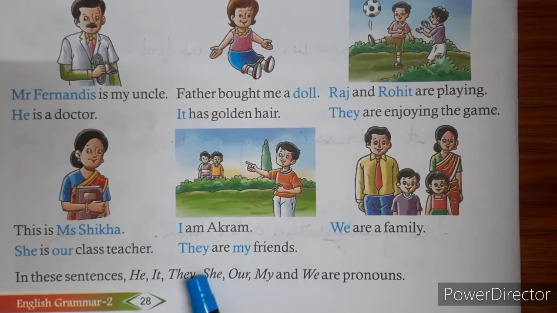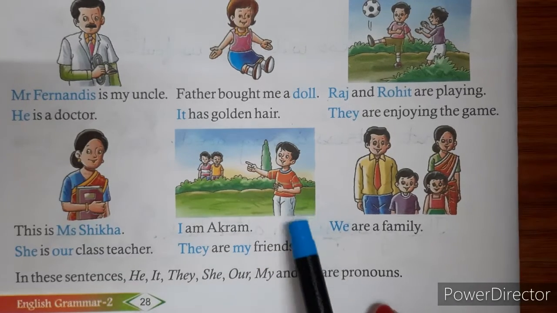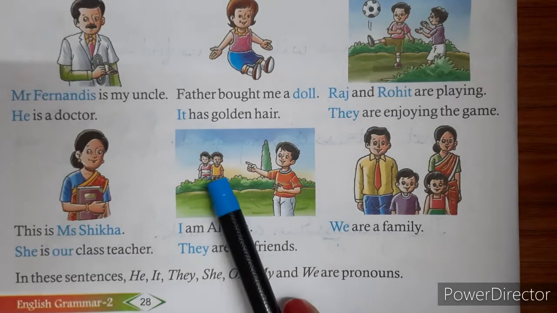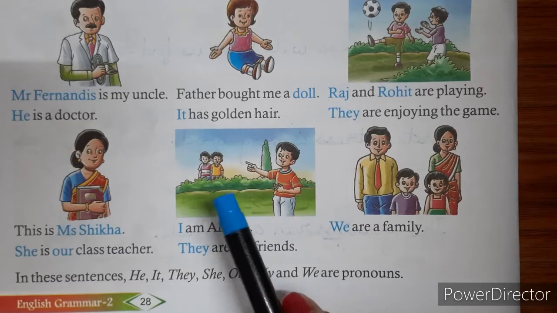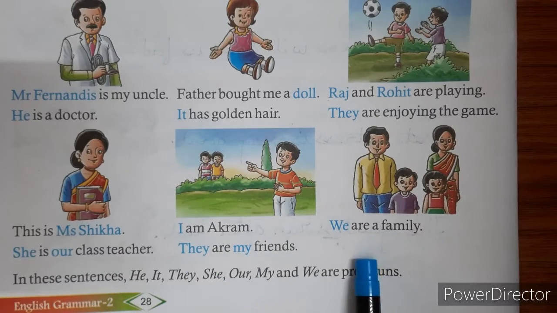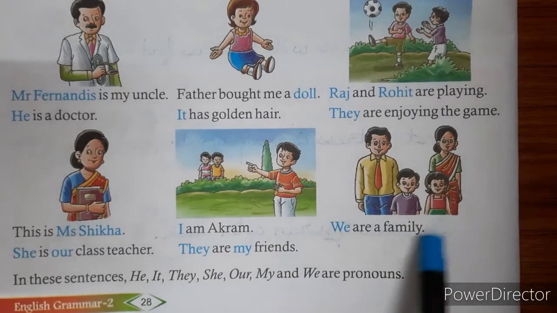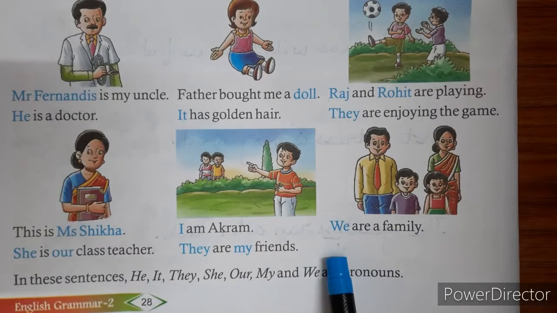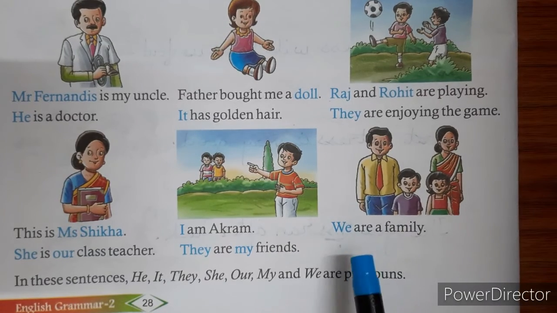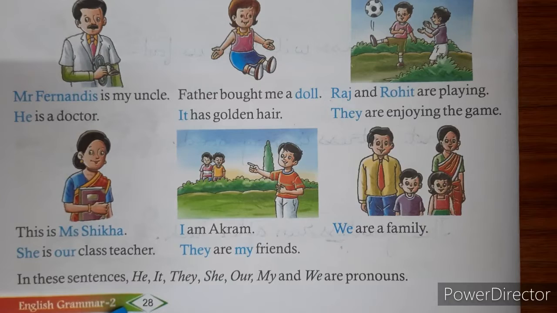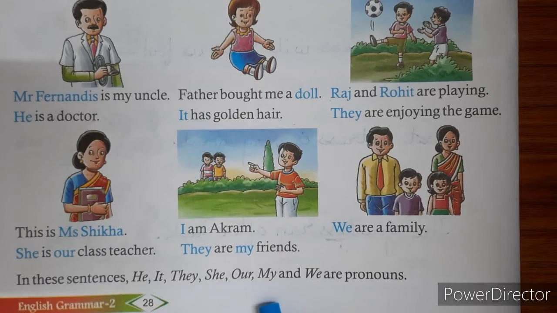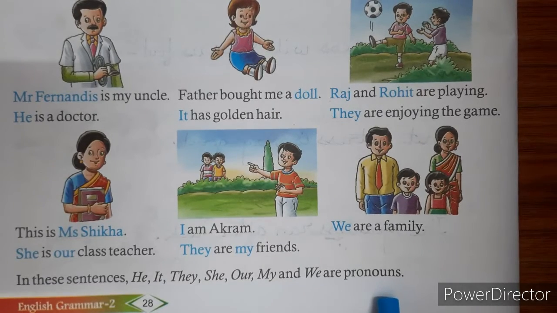I am Akram. They are my friends. So this boy is speaking of himself that his name is Akram, and these two boys here, he is speaking about them and is saying, they are my friends. Next, we are a family. This is a family picture. We is used instead of naming each and every family member. We have used we in the sentence. In these sentences, he, it, they, she, our, my and we are pronouns.